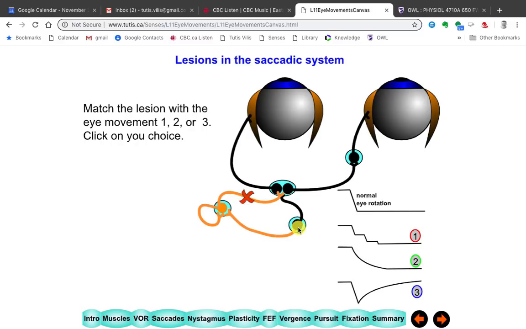A burst comes from here and goes here and moves the eye quickly. That produces this part of movement. But this is in here. This signal is gone now. This is still going around here, but it's not getting out. As a consequence, the eye slides back to the position it came from. It can't stay there.